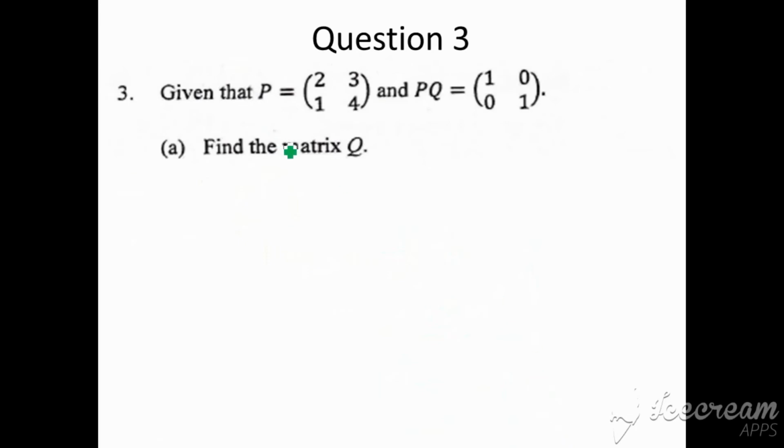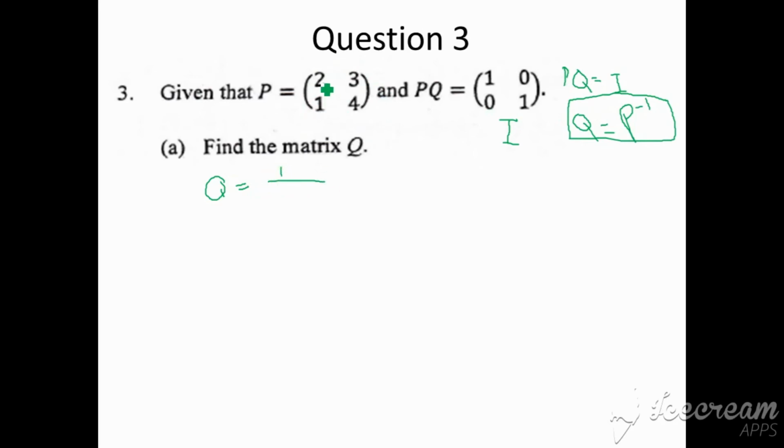Okay, number 3. Given that P is this matrix and PQ is 1, 0, 0, 1. 1, 0, 0, 1 is an identity matrix I. So you are given PQ equals I. So to find Q, Q is just the inverse matrix of P. We are using this question: Q equals the inverse matrix of P.